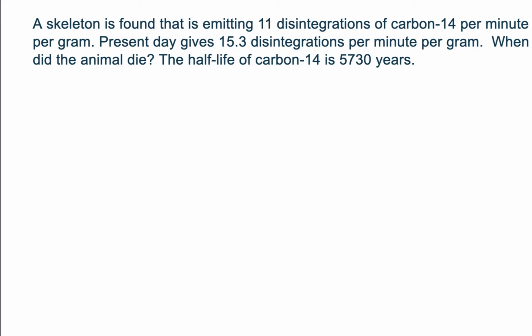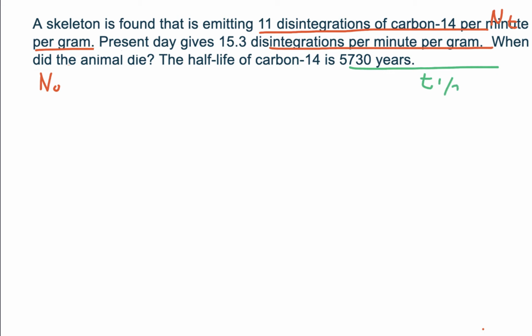Okay, so let's start by dissecting what we have. We have here 11 disintegrations of carbon-14 per minute per gram. That's effectively a concentration. And present day we have the same, another unit of concentration. So this is going to be our concentration initially, and this is our concentration at time t. Okay, we're also given a half-life, and we are asked for t, basically, a time.